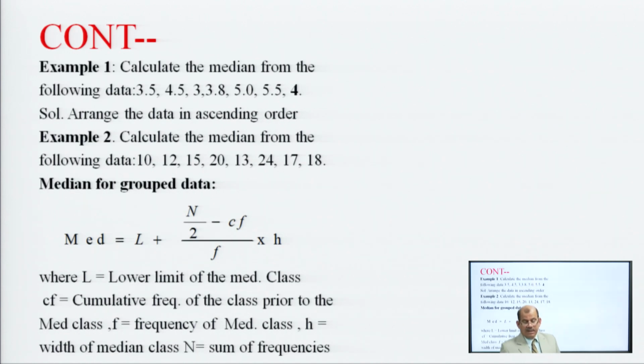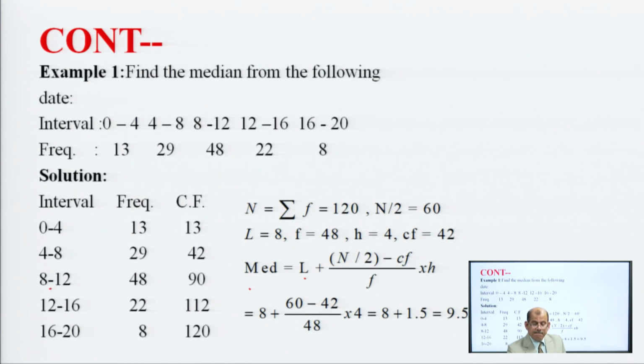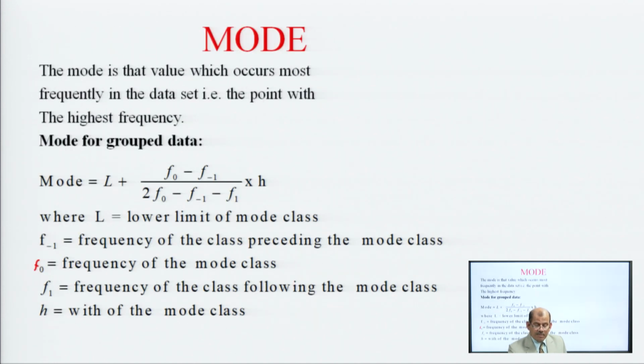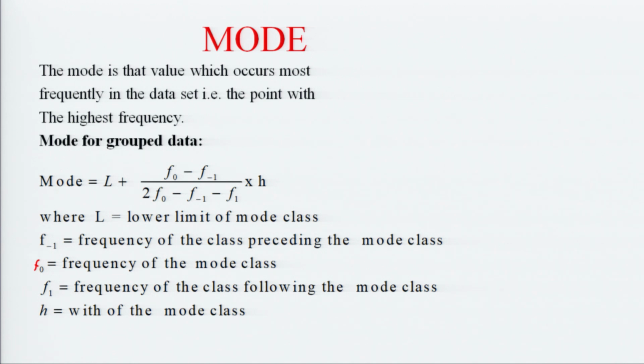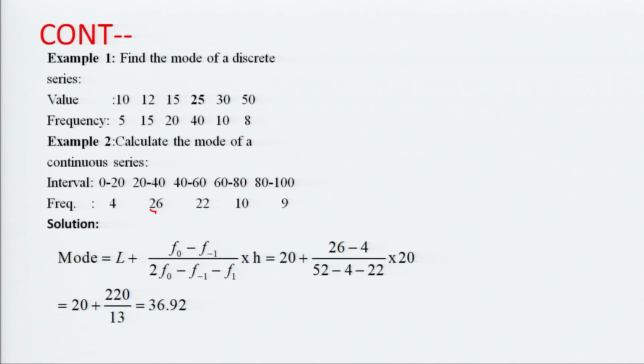Median for grouped data. Grouped data means frequency is given, grouped data means continuous series. It is the example of a continuous series. It is the formula for finding the median of a continuous series. Mode, it is also a formula for finding the mode of a continuous series. We have already discussed and we have already given the example for discrete series and continuous series.